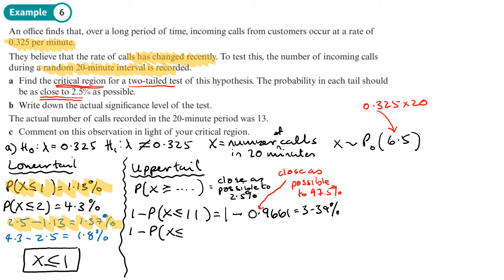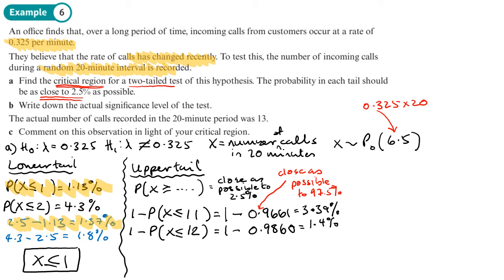It's unlikely you're going to find the exact value that you want, but you're looking for values either side of that, one bigger, one smaller. So the next one down is 12. That's a little bit bigger than 97.5%, so that's 1 minus 0.9860. And that gives me 0.014, so that's basically 1.4%. So which one is closer to 2.5%? This one here, the bottom one.